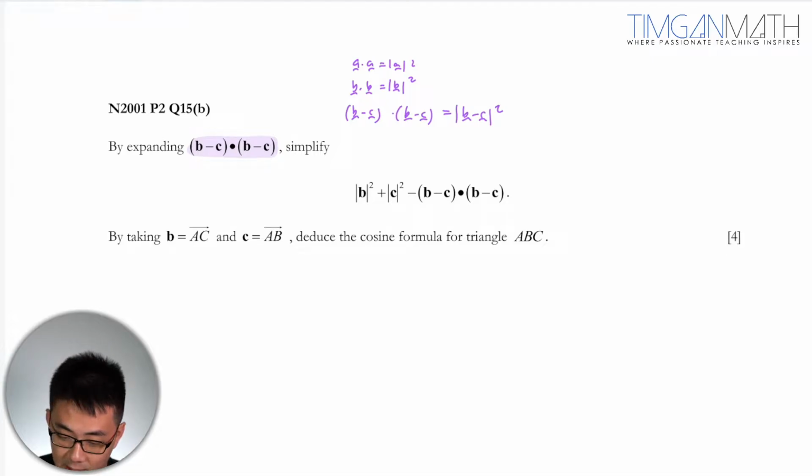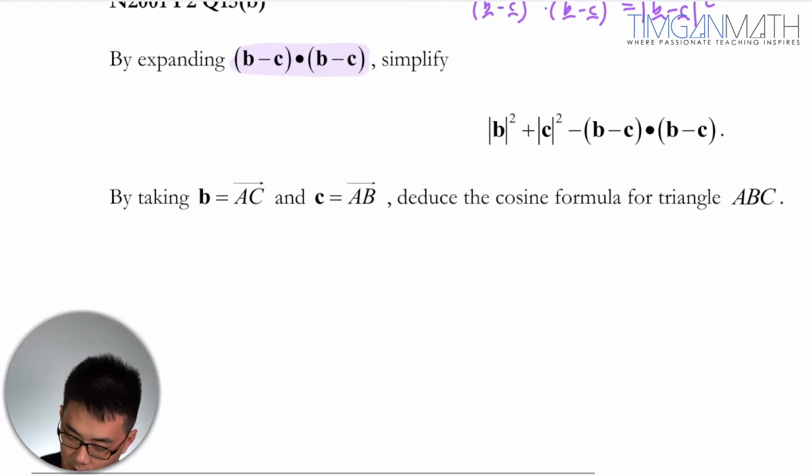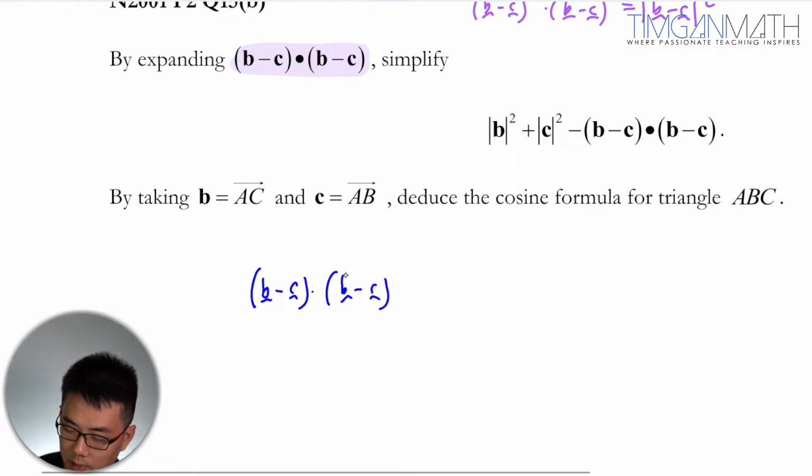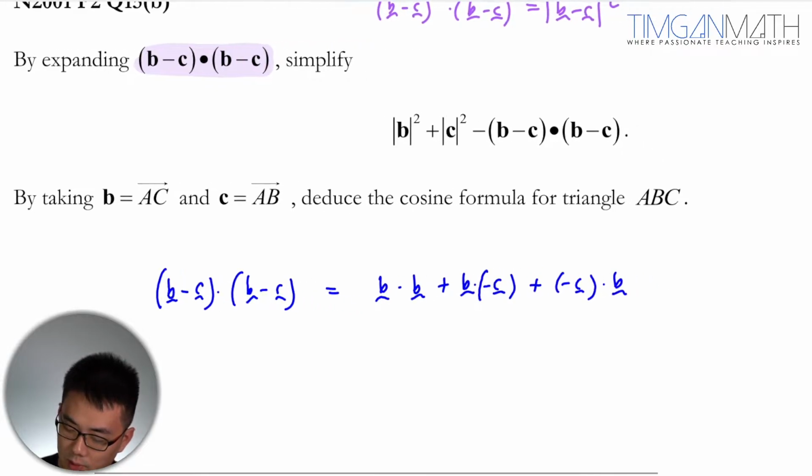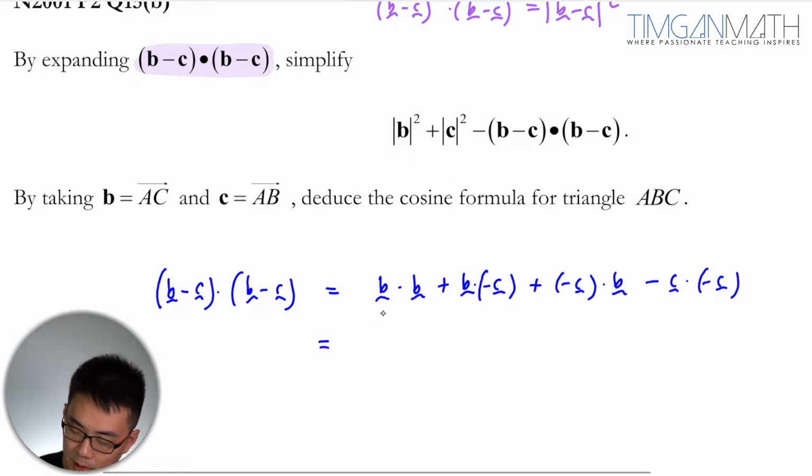So by expanding that, I'm going to just expand this out. We know that the dot product, we can just distribute it, and this would be b dot b plus b dot minus c plus negative c dot with b, and then minus c dot minus c. The scalar, this is just b dot b, of course this is mod b squared. And this is c dot c actually, but I'm going to just slowly do this.